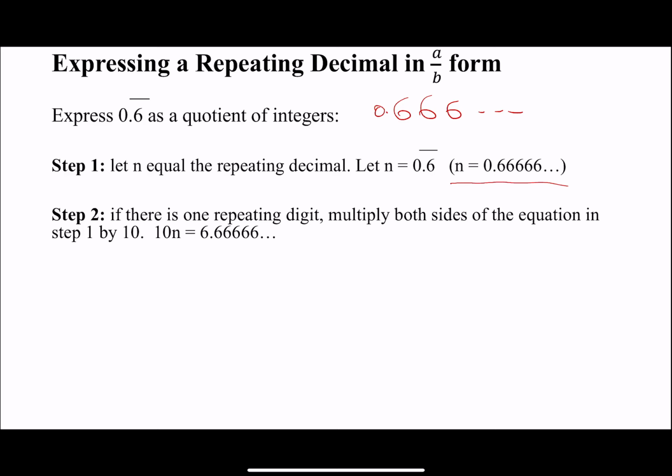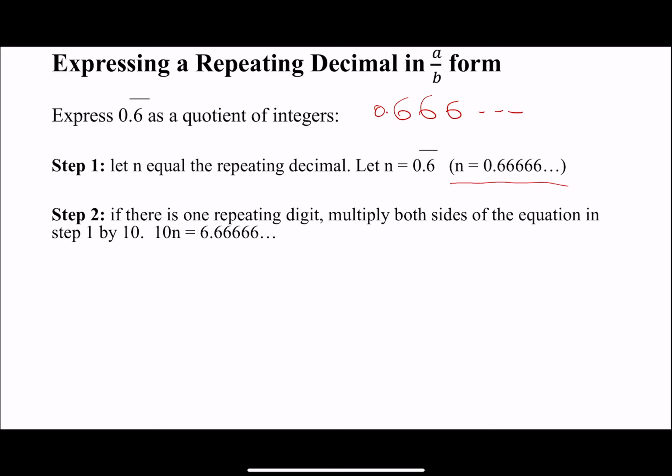If there is one repeating digit, multiply both sides of the equation in step 1 by 10. If you have two repeating digits, we multiply both sides of the equation in step 1 by 100. If we have three repeating digits, then we multiply both sides of the equation in step 1 by 1000. Okay, now look at here.